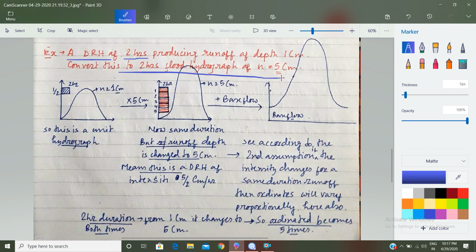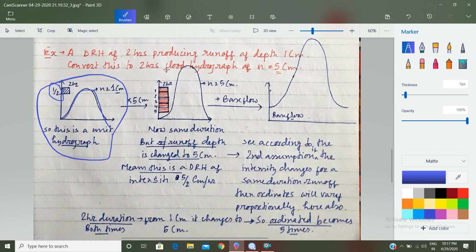Convert this to a 2 hour flood hydrograph with n equal to 5 centimeter. Now it is stated that the same precipitation occurred, but if the precipitation and runoff is 5 centimeter, then what will be the flood hydrograph? Now see what happens. This is a unit hydrograph given: a 2 hour precipitation occurred, with 1 by 2 intensity, so the total depth of precipitation becomes 1 centimeter. See, n equal to 1 centimeter is written, so it is a unit hydrograph of 2 hour duration.